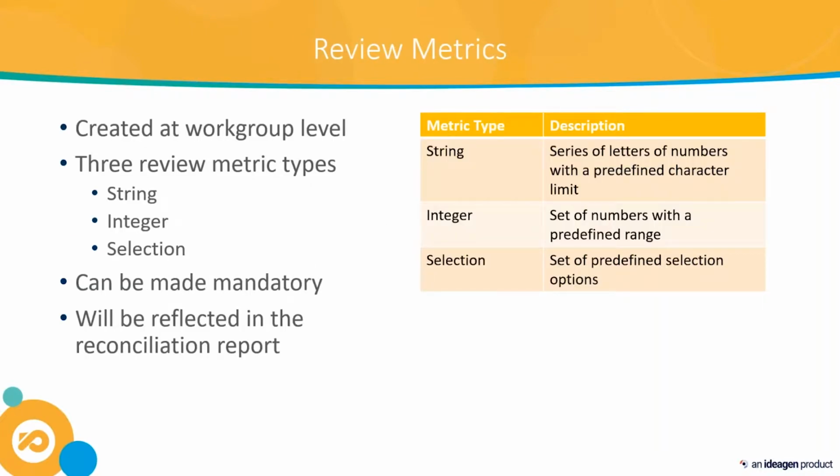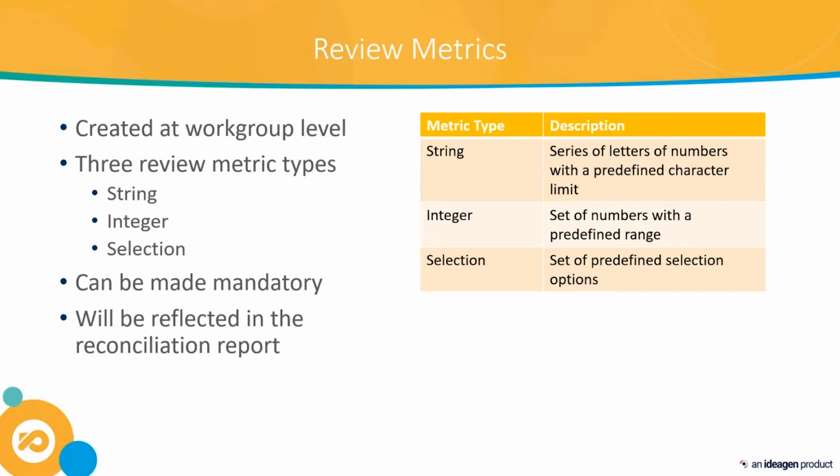So the first major feature is the review metrics feature. These review metrics are created at a workgroup level, and there are 3 review metric types that you can set up. These 3 types are string, integer, and selection. A bit of description for each of those. The string type metric is, as it sounds, a string of letters or numbers with a predefined character limit. Integer, again relatively self-explanatory, is a set of numbers with a predefined range. And then selection is a set of predefined selection options, which will then appear in the review as a drop-down list.